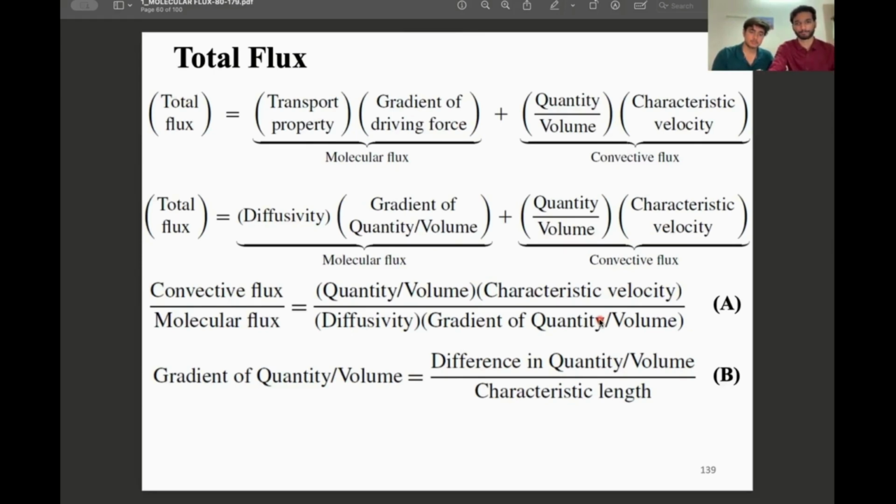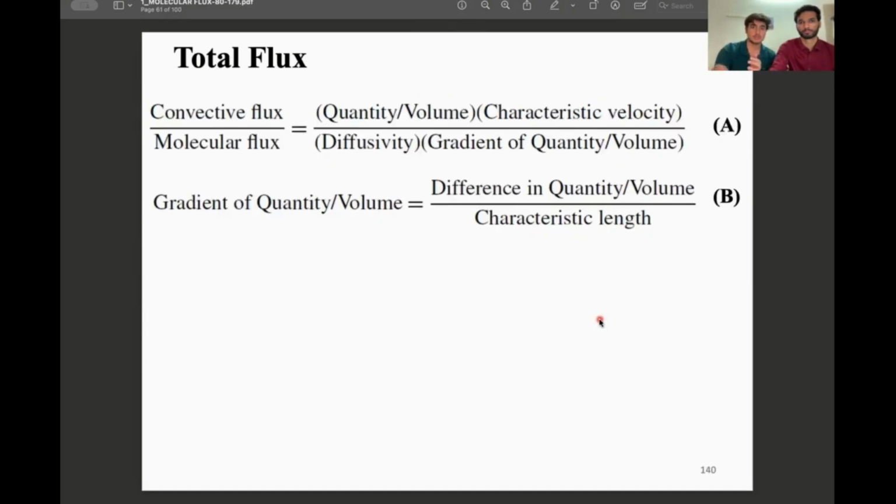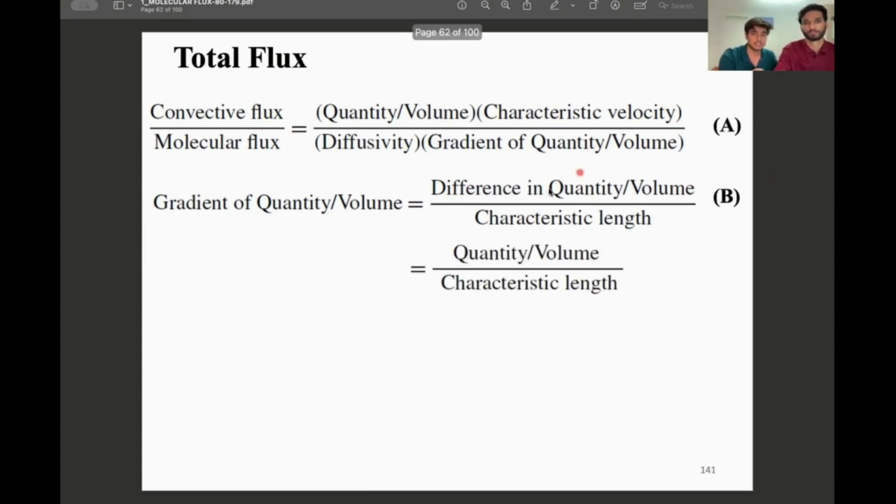So that we can get some quantity for the dimensionless number. What is the gradient of quantity per unit volume? What is a gradient? It is the change per unit length or change at a specific point. Similarly, the gradient of quantity per unit volume means quantity per unit volume is there, and its change per unit length at two different points. Hence, the gradient of quantity per unit volume is the difference in quantity per unit volume divided by characteristic length. That is, we get quantity per unit volume per unit characteristic length.